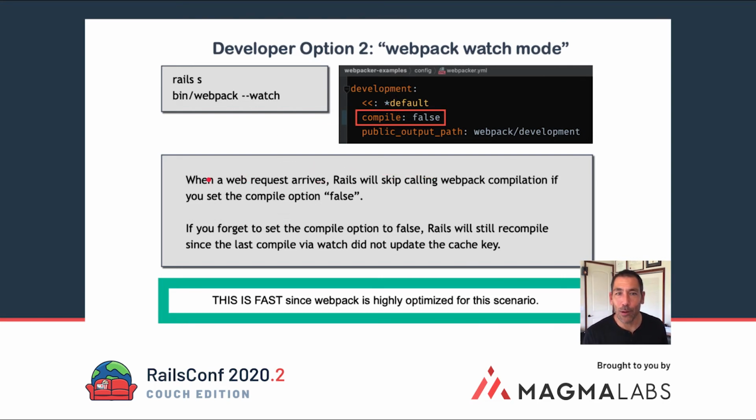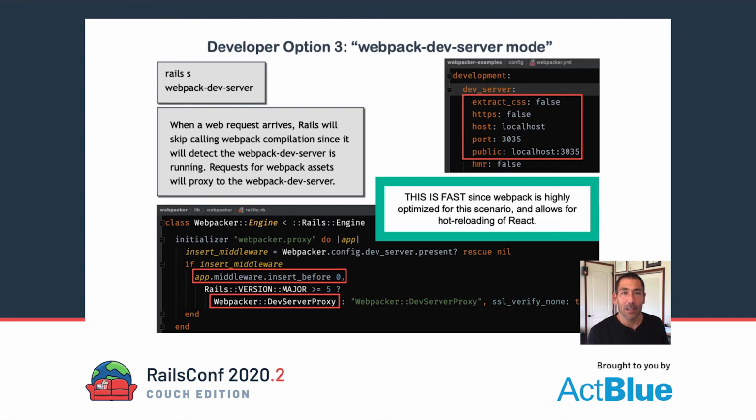So when the web request arrives, Rails skips calling Webpack compilation if you set the compile option to false, as I just mentioned. So this is fast, and why? Webpack's highly optimized for this scenario, and Webpack will be regenerating the bundles anytime you save. So option number 3 for running your Webpack stuff is to run Rails S in one terminal and run the Webpack dev server in another terminal. So what happens then is that the Webpack dev server will proactively compute your bundles, just like running watch.